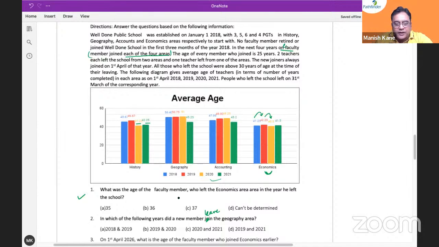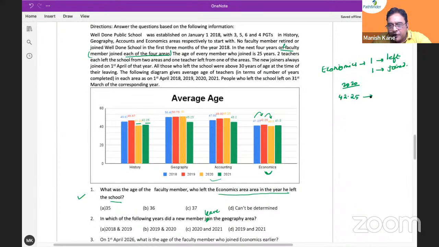Correct? And the question has asked, what was the age of the faculty member who left the economics area in the year he left the school? Which tells you that in economics, probably one person has left and one person has joined, and both have happened in the same year, that is from 2019 to 2020. So both the joining and leaving happened in the year 2020, because from 2019 the average has reduced from 42.25 to 40.5.